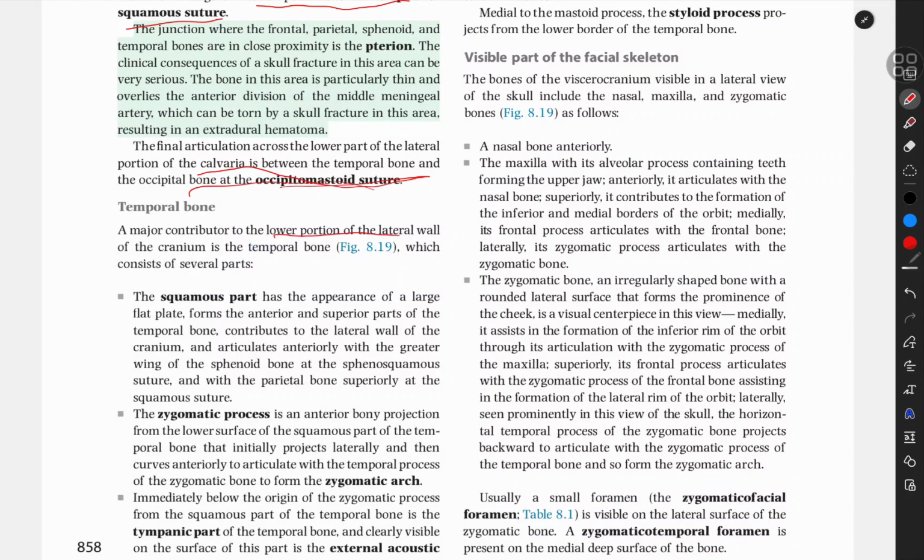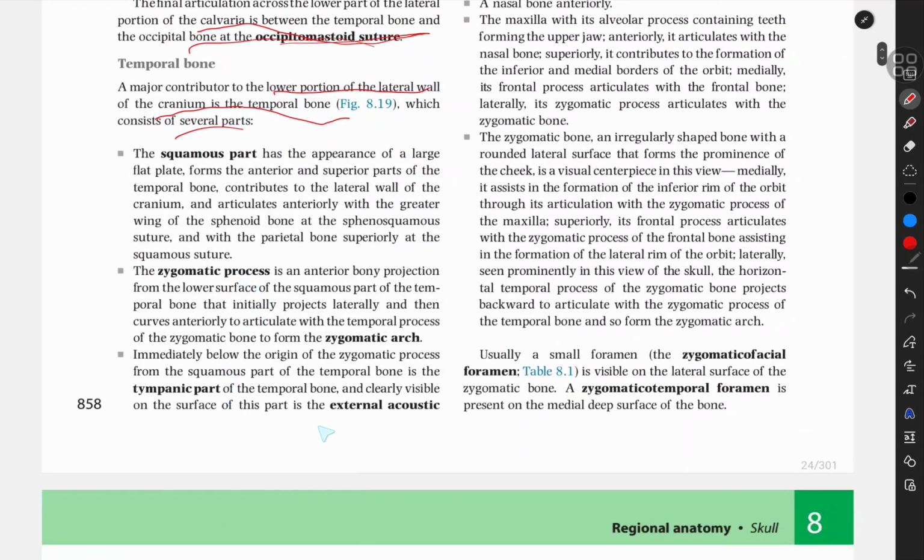Temporal bone. The major contributor to the lower portion of the lateral wall of the cranium is the temporal bone, which consists of several parts: the squamous, zygomatic, and the tympanic part. The squamous part has the appearance of a large flat plate, forms the anterior and superior walls of the temporal bone, and contributes to the lateral wall of the cranium. It articulates anteriorly with the greater wing of the sphenoid bone at the sphenosquamous suture, and with the parietal bone posteriorly at the squamous suture.